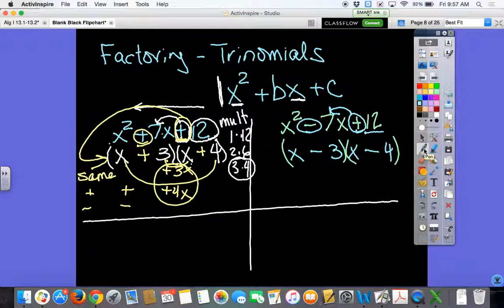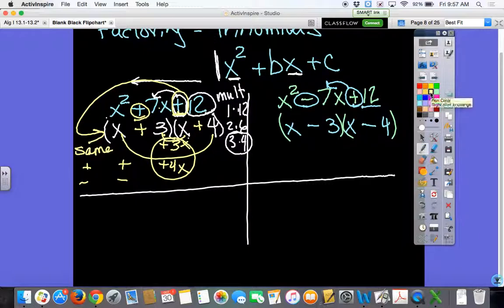Okay, so that's both scenarios if you have a positive at the back end. What if you have negatives? So let's try this.